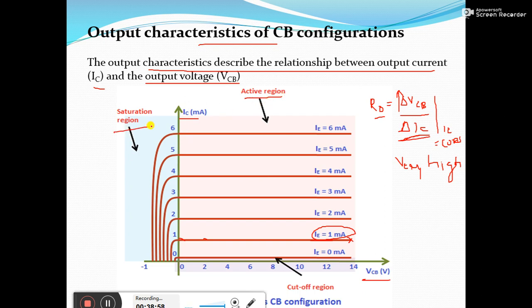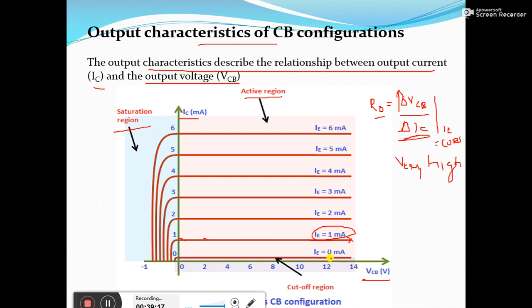Regarding the saturation region, if you want the transistor to be operated in the saturation region, both the junctions should be forward biased. Both the junctions, in the sense the emitter to base junction as well as the collector to base junction, both should be forward biased. Then we can operate the transistor in the saturation region.